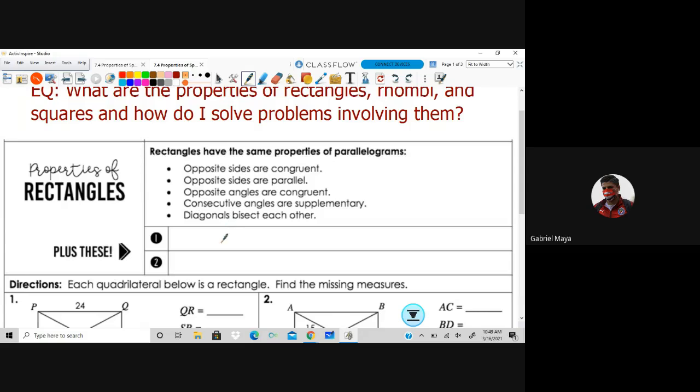The first one is that all four angles measure 90 degrees. That is essential to remember. And we have the diagonals are congruent.